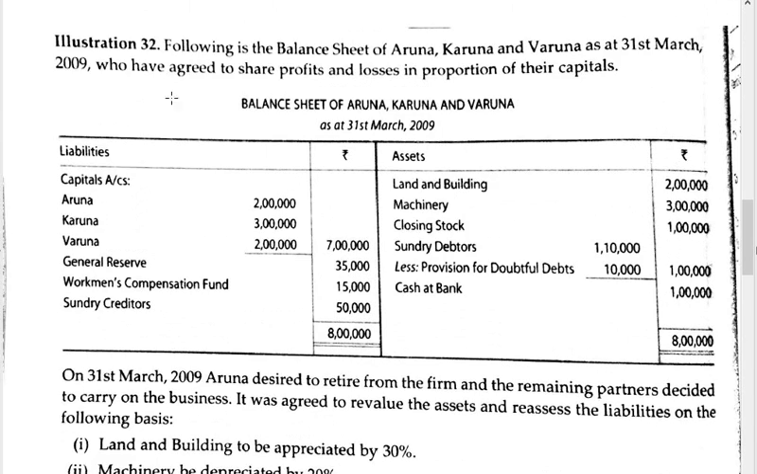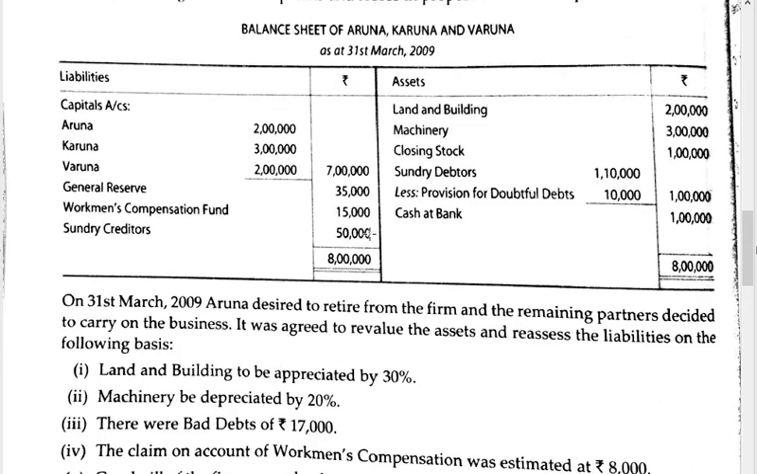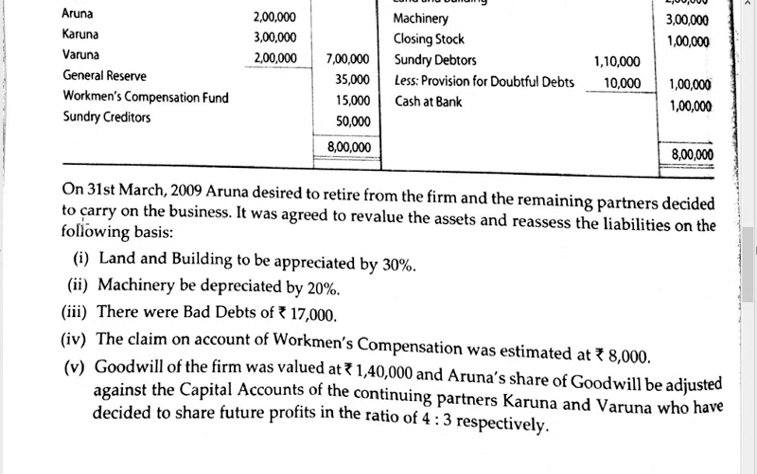So what is the profit sharing ratio? 2:3:2. Because they say that the profits and losses are in the proportion of their capitals. Now, this is the balance sheet given to us. Then he says on 31st of March 2009, Aruna desired to retire from the firm and the remaining partners decided to carry on the business. It was agreed to revalue the assets and reassess the liabilities on the following basis.